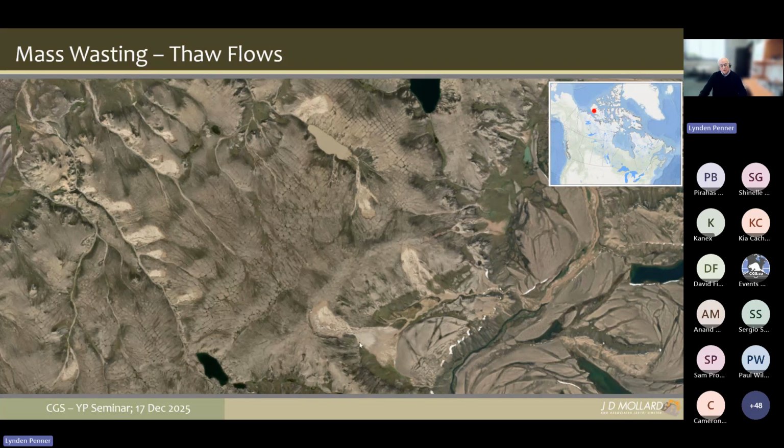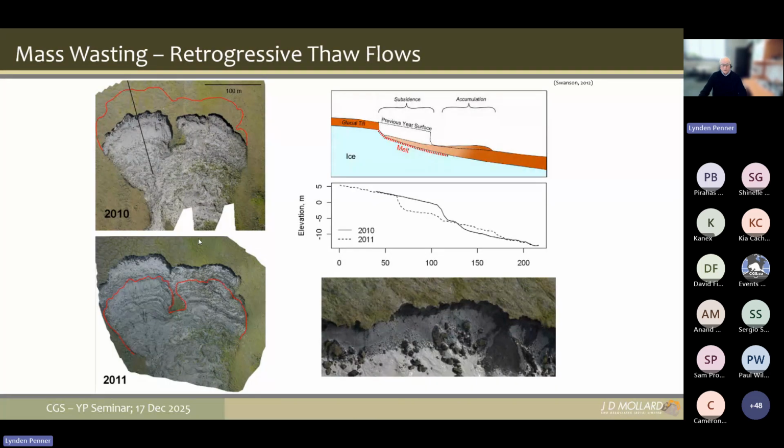Here you can see quite a large number of them in this image, in amongst other permafrost features. So you can see quite extensive thaw failures in this area. These can advance, retrogress very rapidly. These two images are just taken 1 year apart.